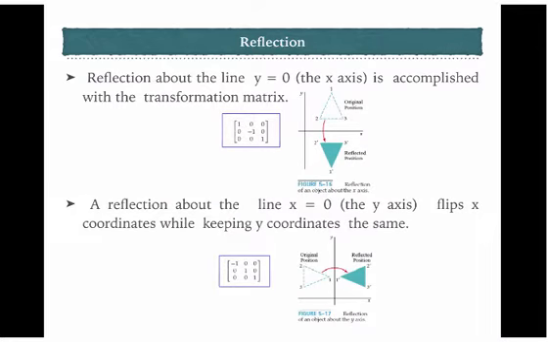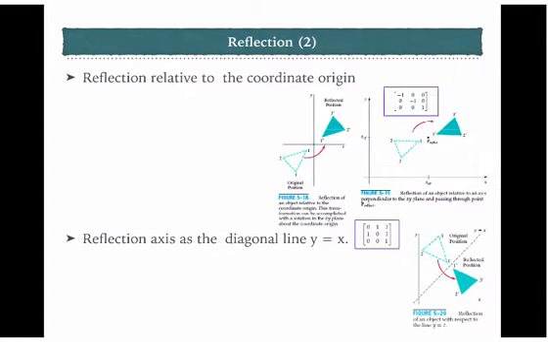Reflection. Reflection about the line y equal to 0 is accomplished with the transformation matrix as given below. A reflection about the line x is equal to 0, which is the y-axis, flips the x coordinates while keeping the y coordinates the same, as shown in the figure given below.